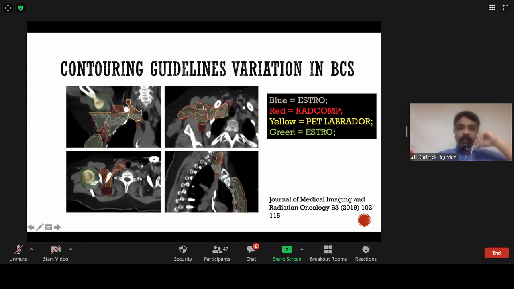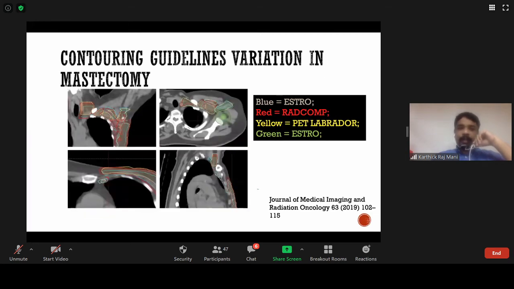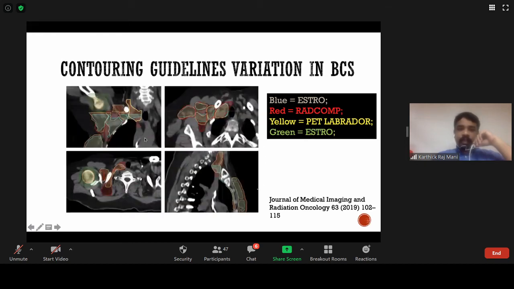For example, this slide shows the contouring variation between the different guidelines, in different colors: ESTRO, RADCOMP, PET Labrador. Obviously there is a difference between the guidelines, but at the end of the day you can see evidence-based contouring really works. This is a mastectomy case. Here also there is a big change, but if you see the RADCOMP, which is based on evidence, they went much further posteriorly for the level 2 axilla, because they cared where the recurrence happened. So they incorporated these areas.